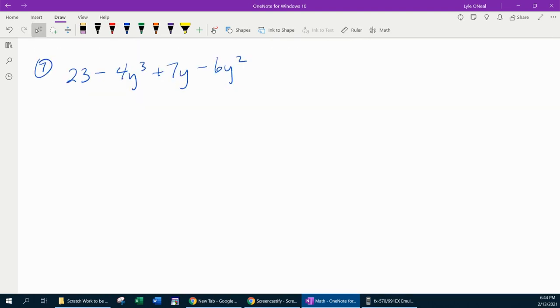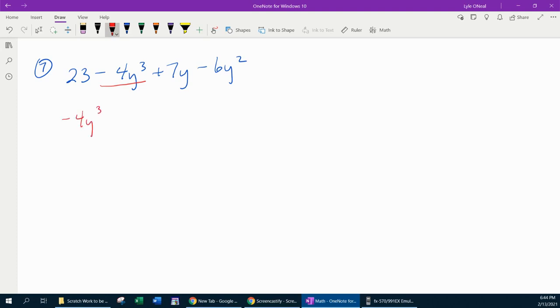All right, for our next example, number 7, the instructions say to arrange the polynomial in descending order. Descending order means that the degree of each term needs to start at the biggest and go down to the smallest. So which term has the largest degree? Which variable has the biggest power? That's negative 4y to the third.